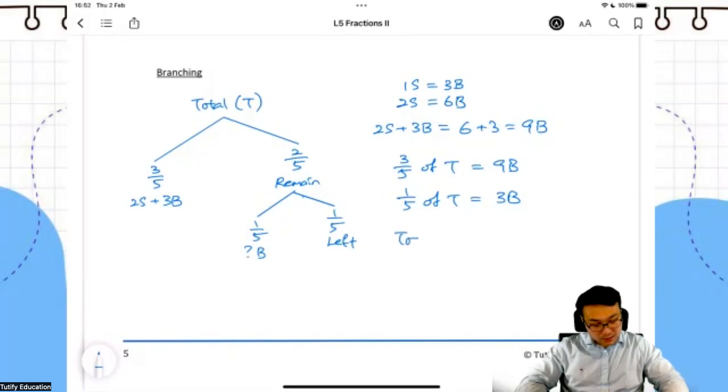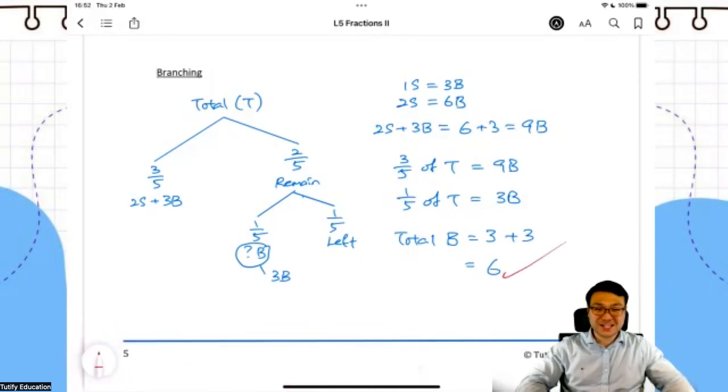So what is the total number of basketballs? You have 3 here. You have another 3 there. Okay, this becomes 3, right? So 3 plus 3, again, is still 6. And that's how you do branching.